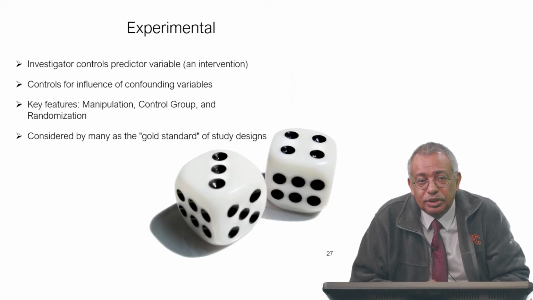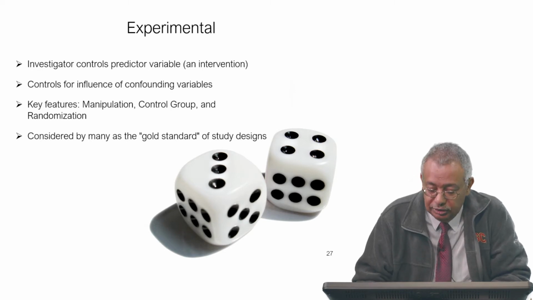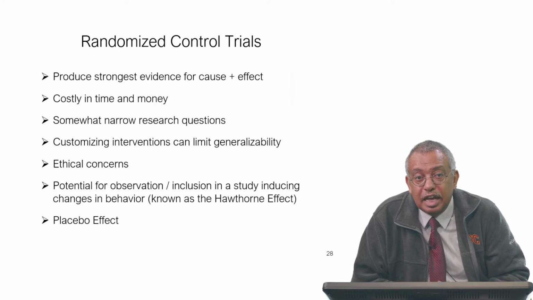And of course, as we said earlier, experimental studies are kind of the gold standard. Here you have control over the intervention, and also you have full control over who is exposed and who is not. It controls for the influence of confounding variables. You can manipulate the exposure. Other key features are control group and randomization. And this is considered the gold standard of study designs compared to the others that we have talked about. Okay? Again, it could be costly in time and money.